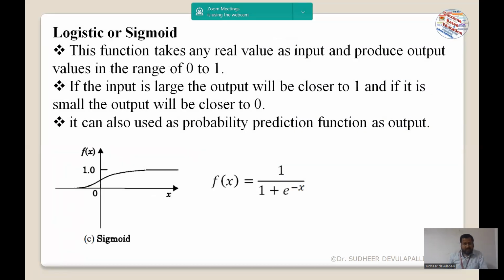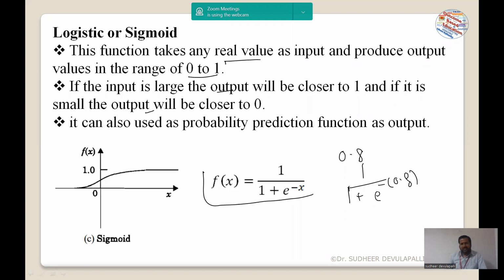And next, the sigmoid or logistic activation function. This function can take any real value, meaning the output of the weighted sum WX can be any real value, and it produces output values between 0 and 1. For example, this is the curve of the sigmoid function, and this is the formula. Whatever value you get, for example 0.8, you simply apply the formula 1 divided by 1 plus e to the power minus 0.8. After this computation, you will get a value between 0 and 1 only.